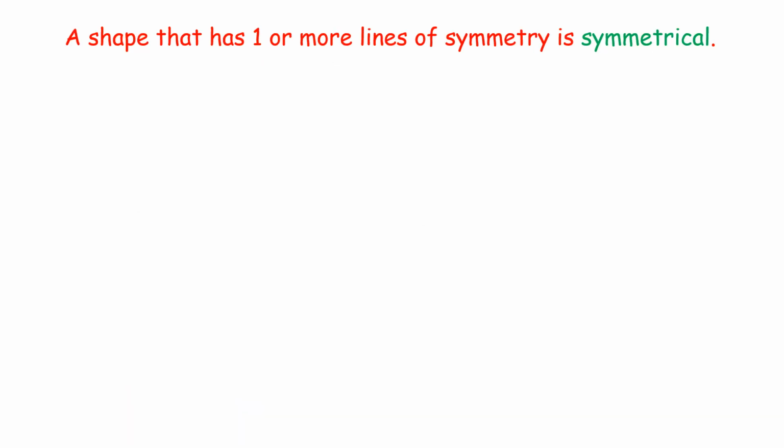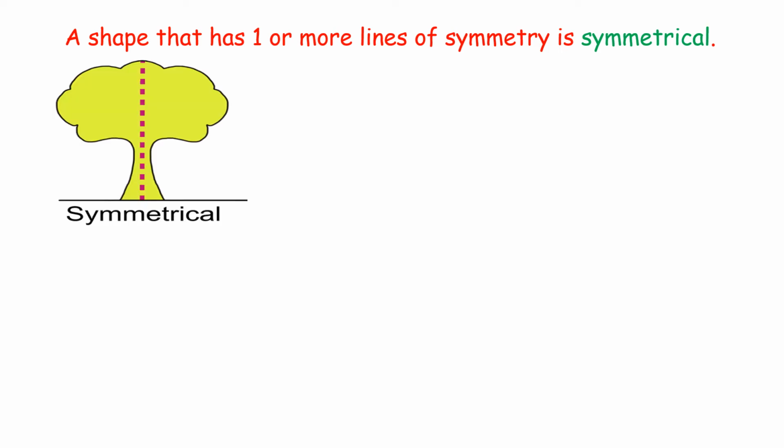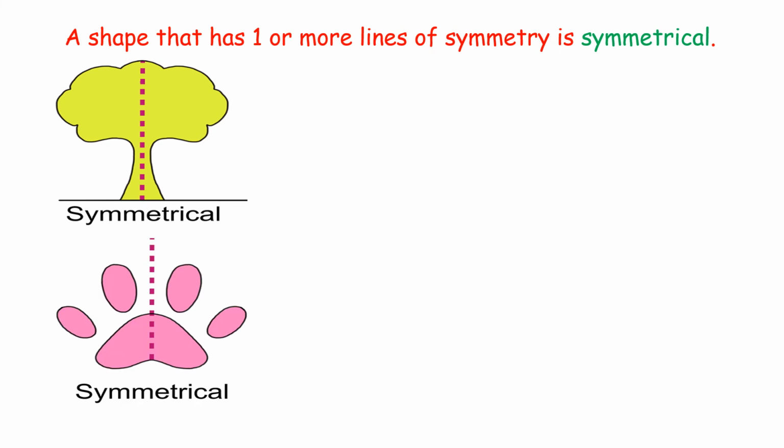A shape that has one or more lines of symmetry is called symmetrical. Can you have a go at saying that word? Symmetrical. So this tree is symmetrical, and this tree is symmetrical because it has a line of symmetry going vertically down the middle. Both sides of that tree mirror each other.